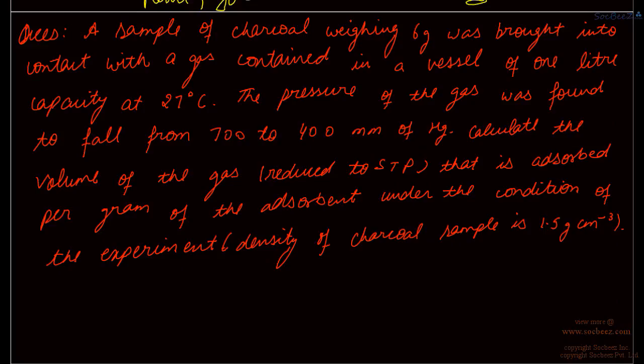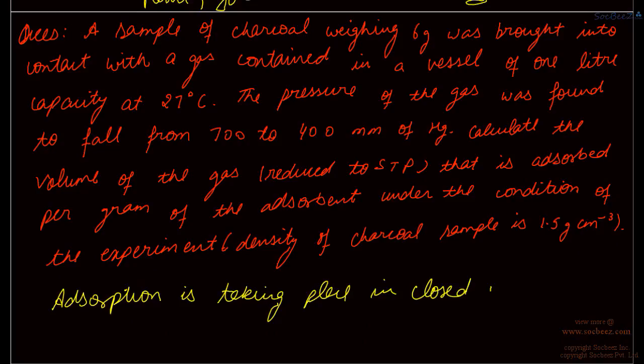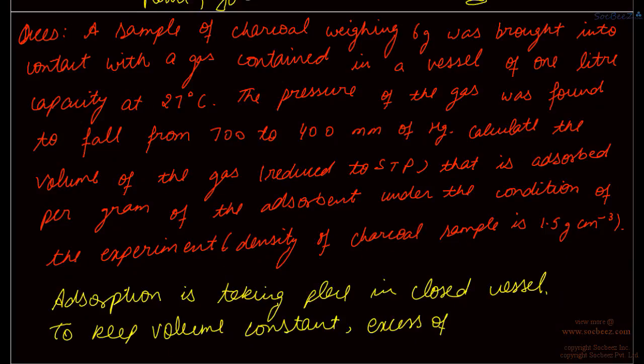Thus, when pressure falls, there is correspondingly an increase in volume, and to keep the volume constant, the excess volume of gas would be adsorbed. Remember, I repeat again, the adsorption is taking place in a closed vessel here. Therefore, when pressure falls, there is correspondingly an increase in volume. And since the vessel is closed, to keep the volume constant, the excess volume of gas would be adsorbed.